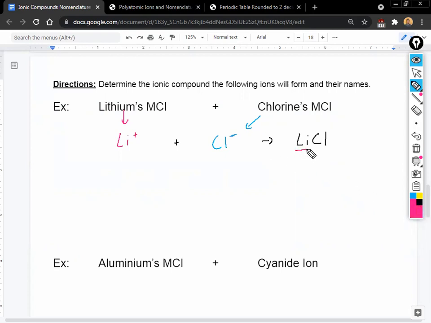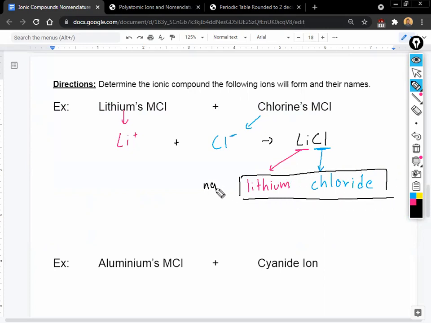So we know lithium is the +1. So for the +1, we just write the name. So we write lithium. Okay, we know that Cl's name is chlorine, but since this is one element, what do we need to change Cl into? -ide at the end. So that would be chloride. Okay, so there you go. This is going to be the name of the molecule, lithium chloride. So this is the name. And this one right here is going to be the formula.